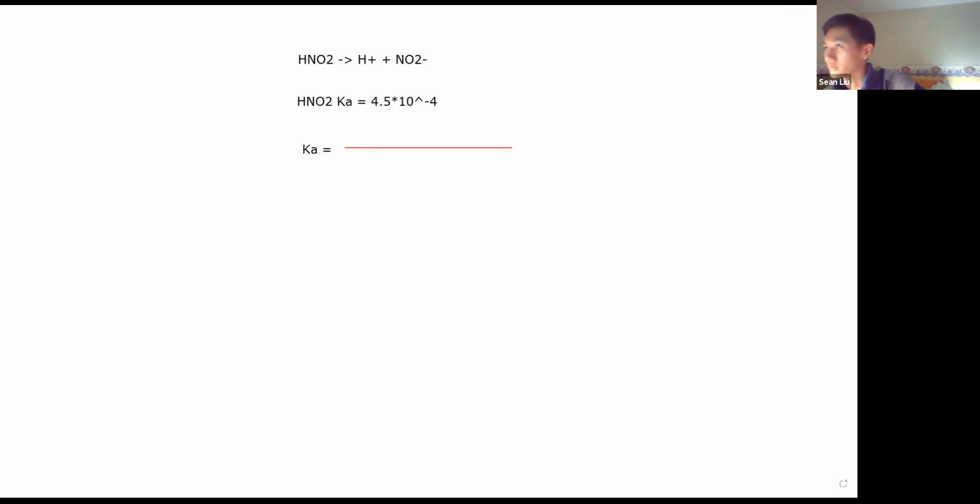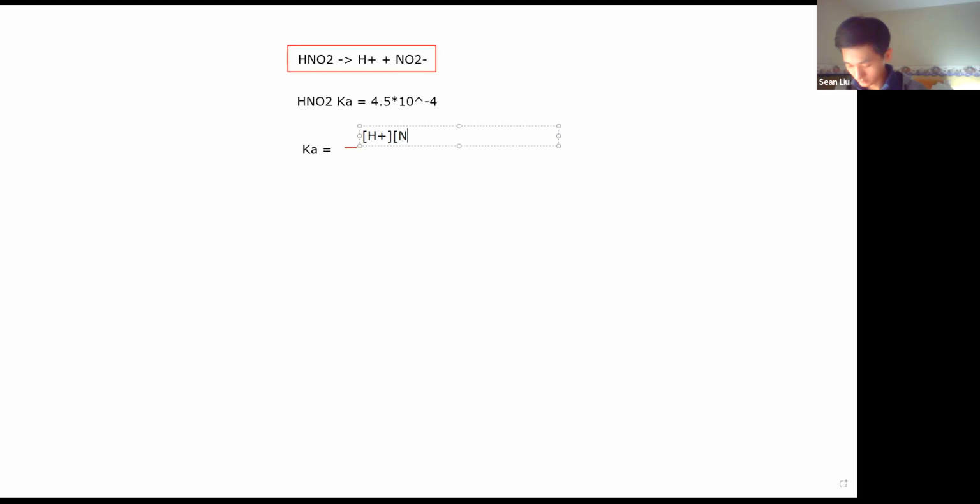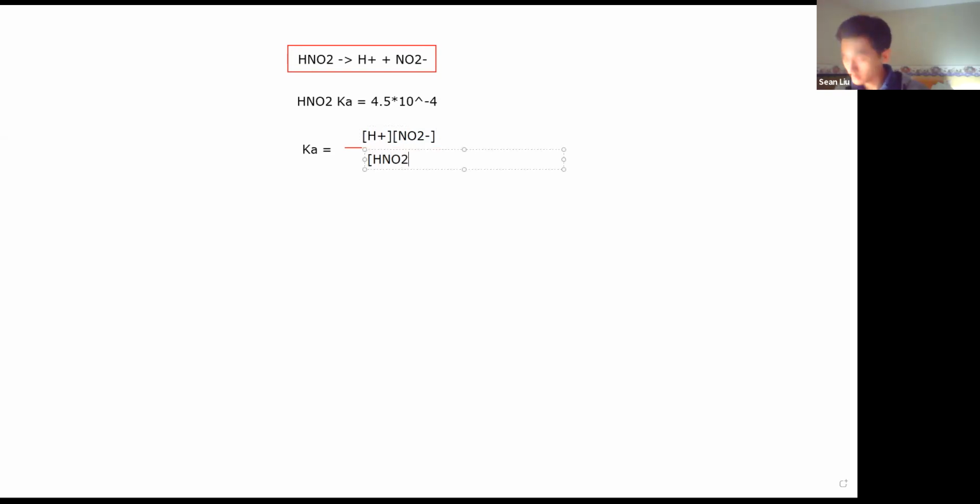Knowing our equation, it would be the concentration of H plus times the concentration of NO2 minus, divided by the concentration of HNO2. That sounds good to me. And we can set that equal to our Ka.